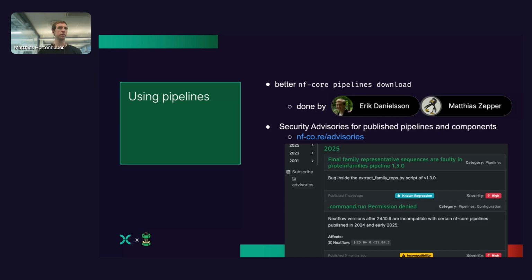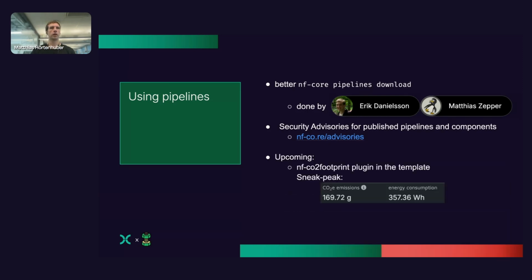So yes, if you want to see what we already have there, go to nf-co.re/advisories. What is upcoming? On the one hand, we will add the nf-co2footprint plugin to the template. If you don't know about this plugin, it takes your compute and gives you an estimate of the CO2 equivalent emissions, and also in general, how much energy your specific pipeline run used. And here you can see in the sneak peek, we will add this to the NF Core website, to every pipeline that has this plugin and has a released run.